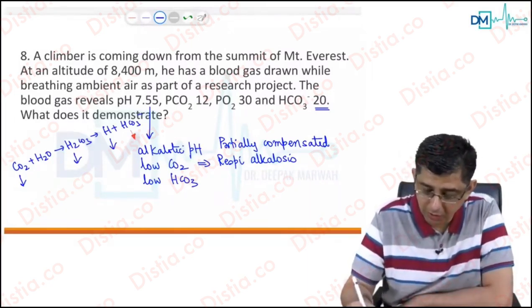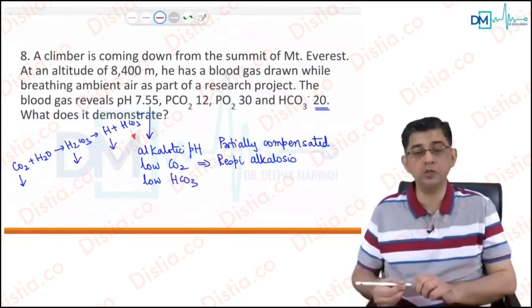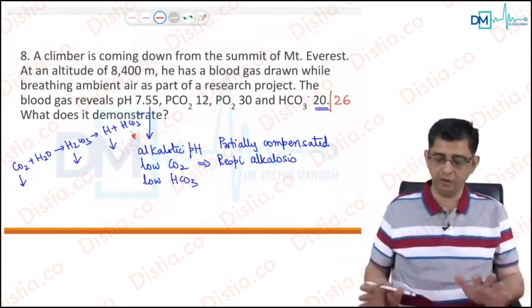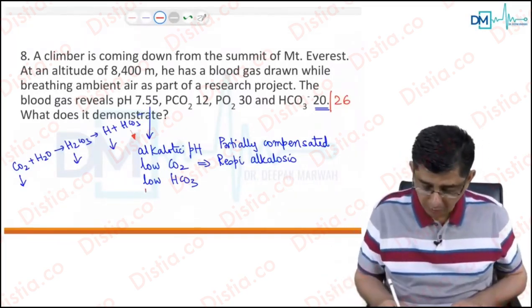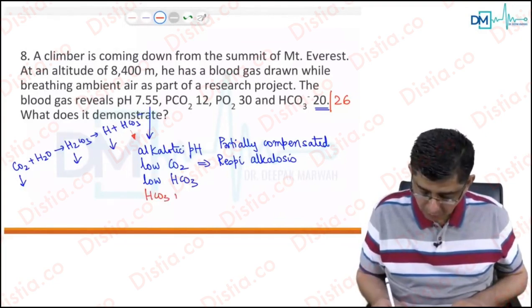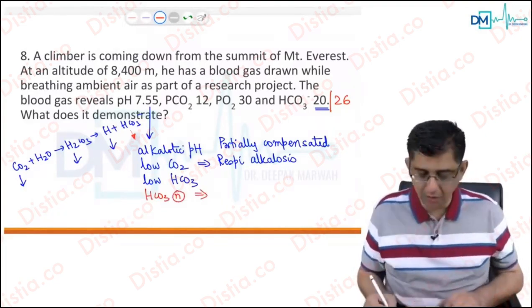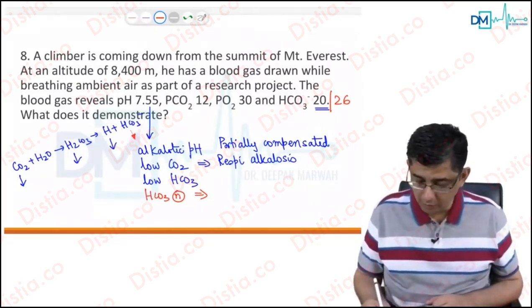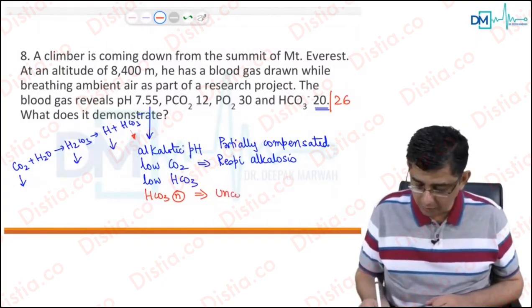Suppose in this question, I'll just change the ink and say that the value of bicarbonate was given to be 26. Same MCQ, everything same. And in the question, the bicarbonate value of this patient would be normal. That means that the kidneys have not been able to remove the bicarbonate from the system. Then the answer would have been given as uncompensated respiratory alkalosis.